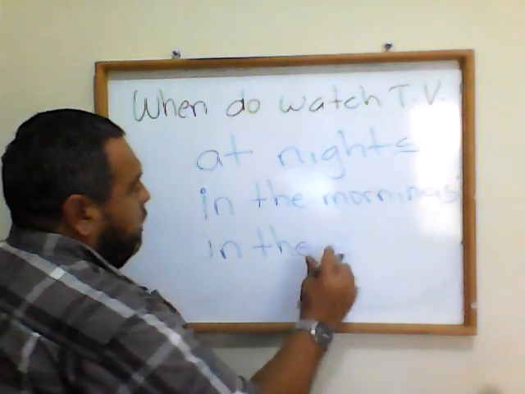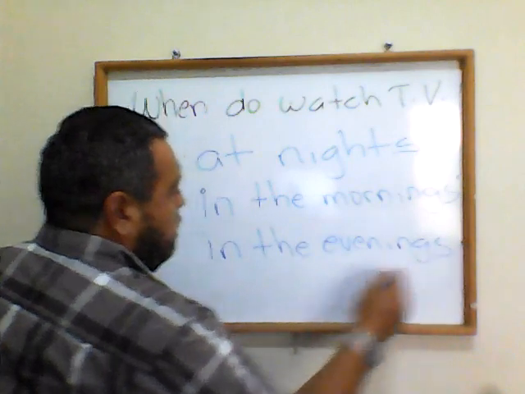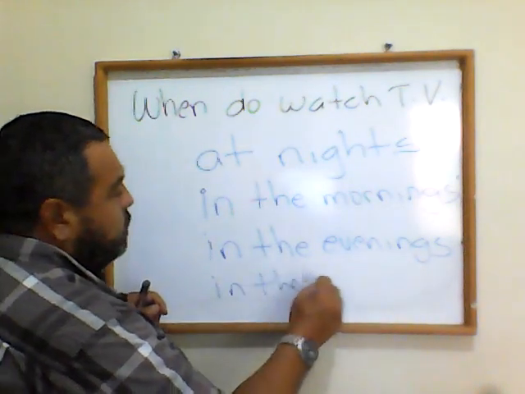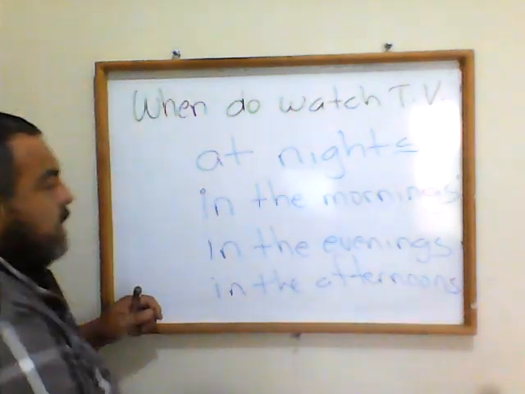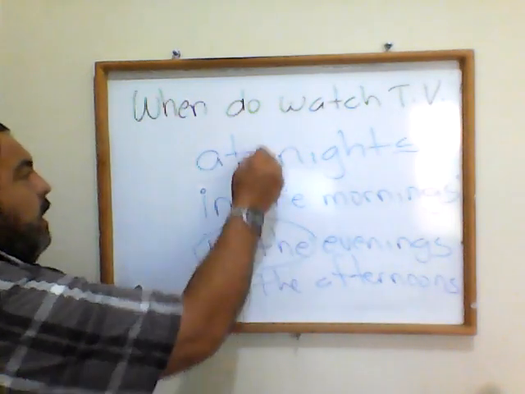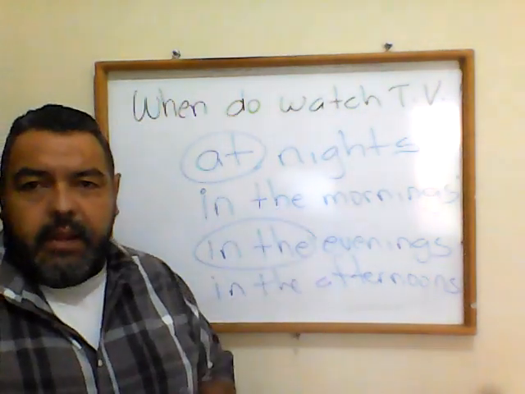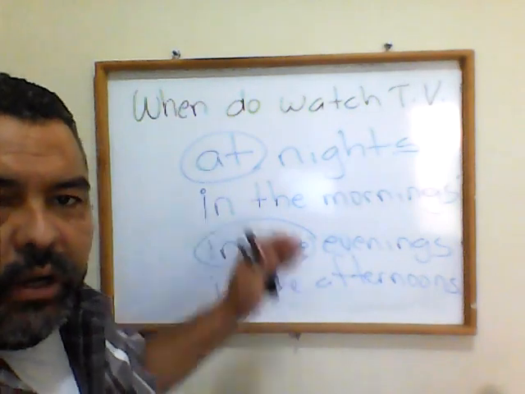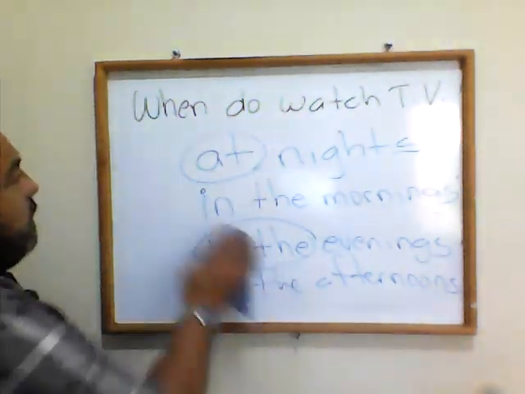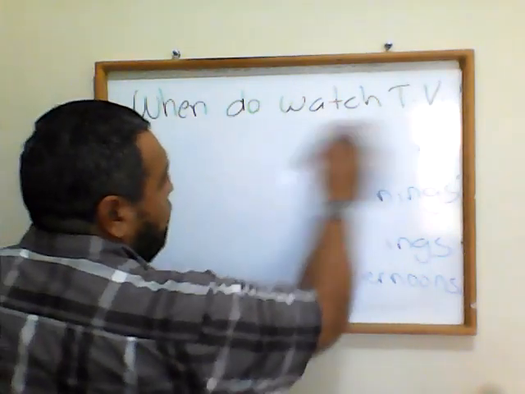In the evenings or in the afternoons. Why did I say in the evenings and I say at night? Well, I have an explanation of this in prepositions of time in another video, where I explain how we use in, on, and at. But in this case, I'm trying to explain time expressions.